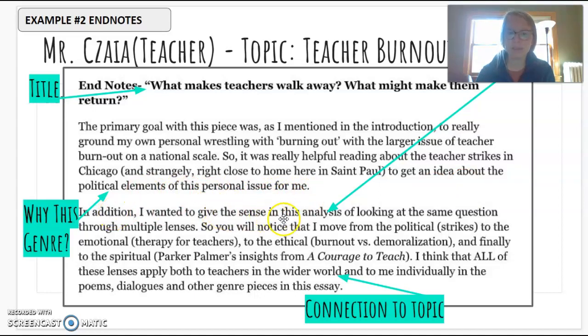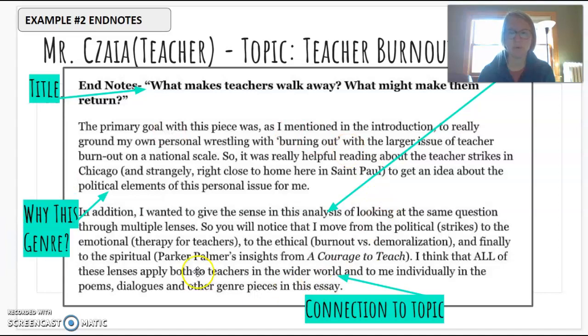In addition, I wanted to give the sense that this analysis, that's the genre, it's research analysis, of looking at the same question through multiple lenses. So you will notice that I move from the political, the strikes, to the emotional, therapy for teachers, to the ethical, burnout versus demoralization, and finally to the spiritual, Parker Palmer's insights from A Courage to Teach. I think that all of these lenses apply both to teachers in the wider world and to me individually in the poems, dialogues, and other genre pieces in this essay.